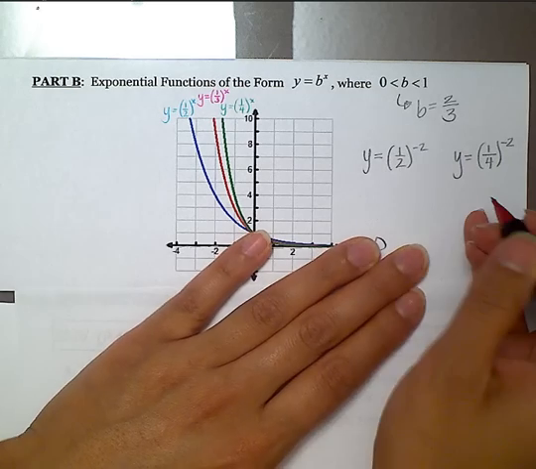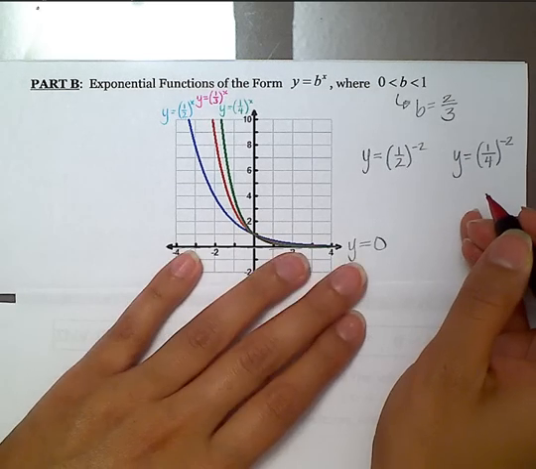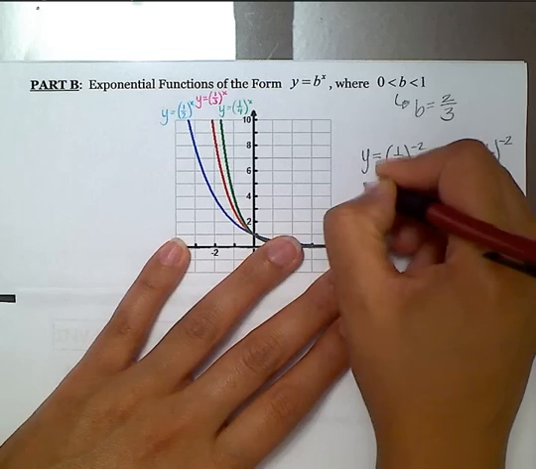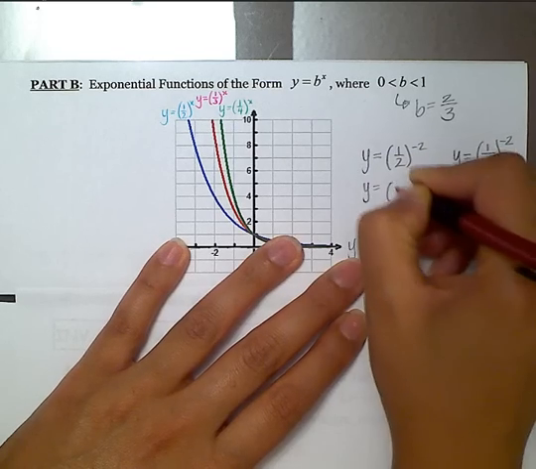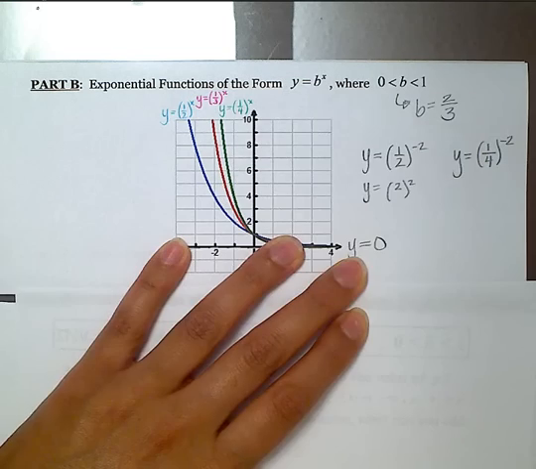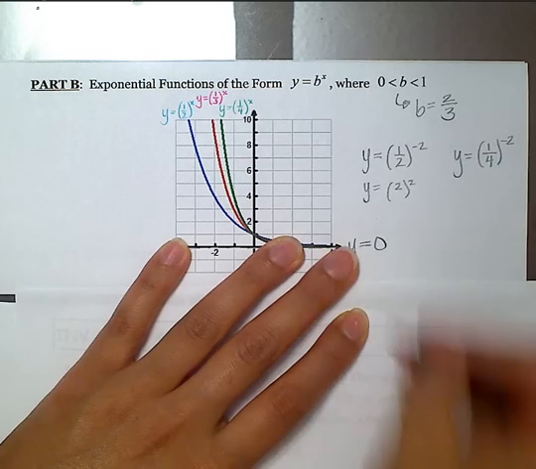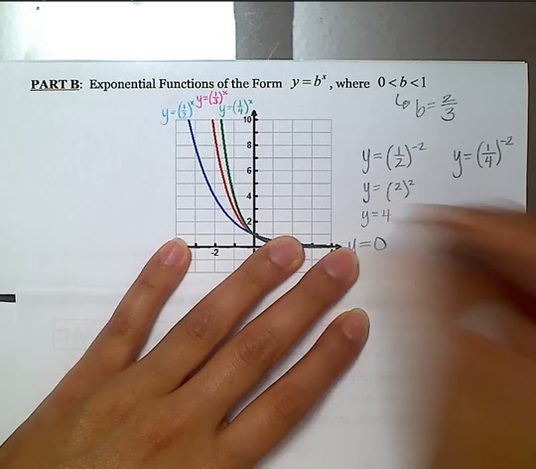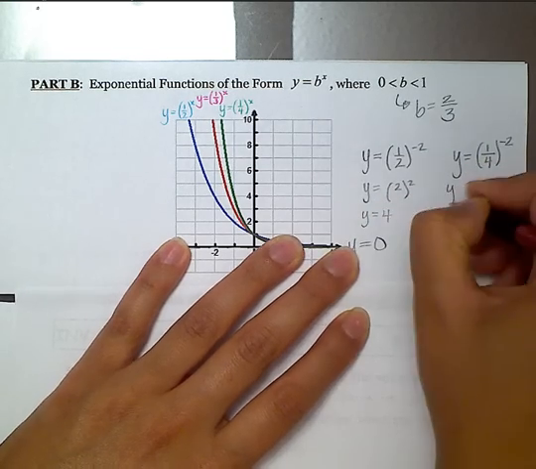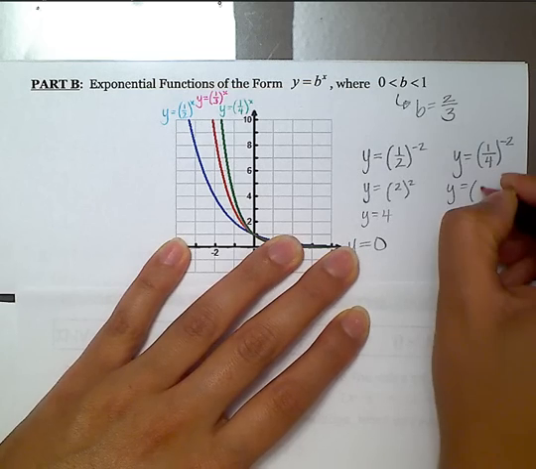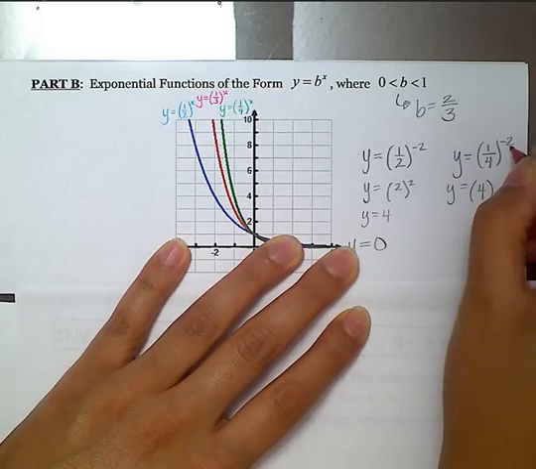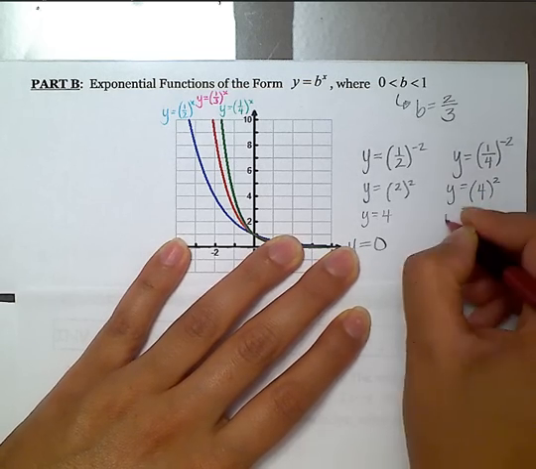Now I know with the negative exponent I write the reciprocal of the base to a positive exponent. So the reciprocal of that is 2 to a positive exponent of 2. And so I get a y value of 4. Versus if I do the same thing here, the reciprocal of 1/4 is 4 to a positive exponent, which is 2. And I get a y value of 16.